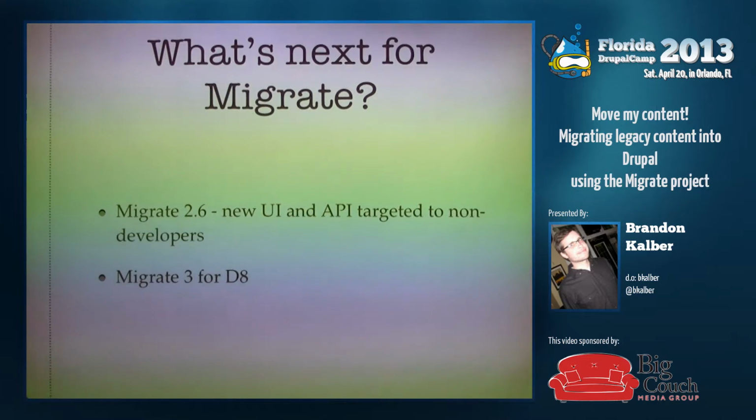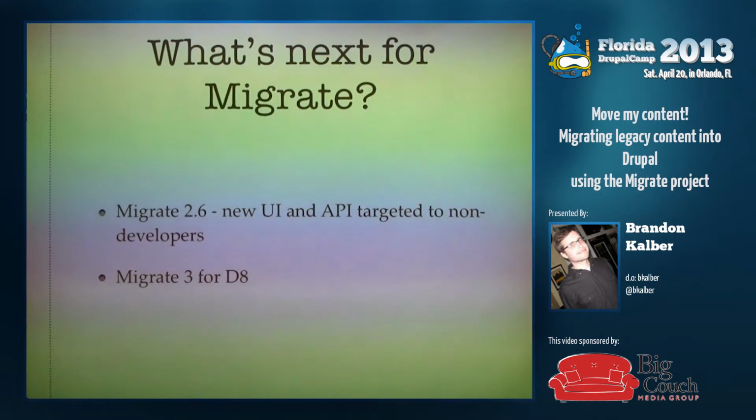I don't know if that means the code-based migrations are totally going away. But after that, it's going to be Migrate 3 for Drupal 8. And again, quoting the project page, apparently Migrate 2.6 is going to be a good proof of concept for how Migrate 3 is going to work in Drupal 8.